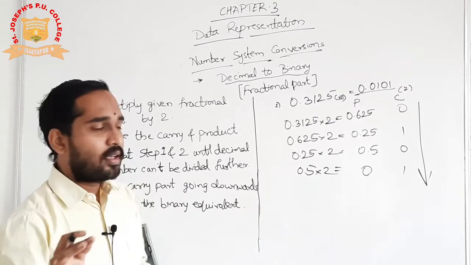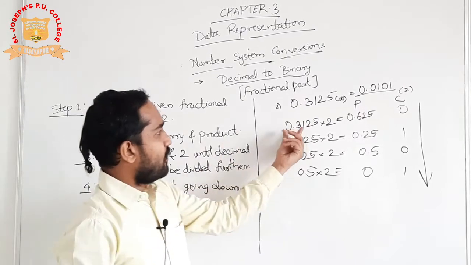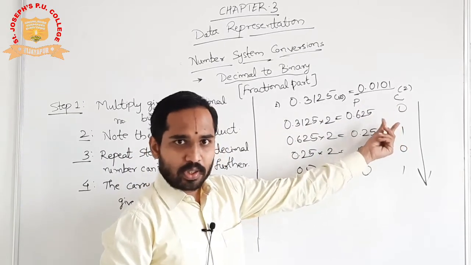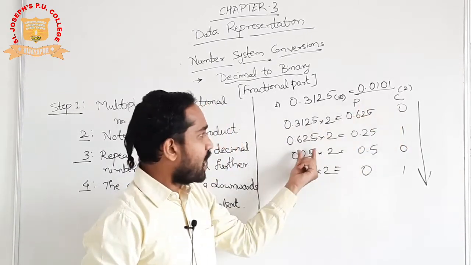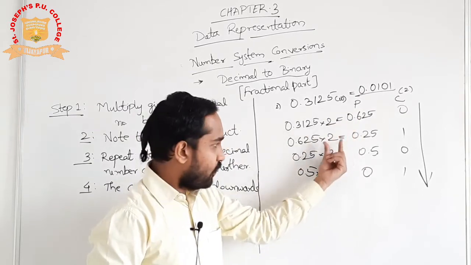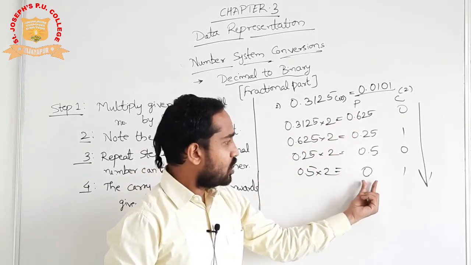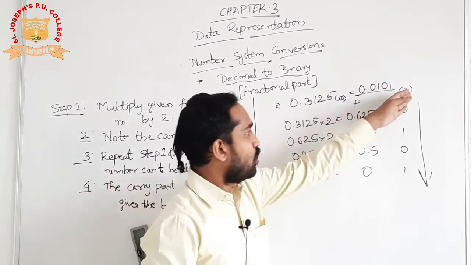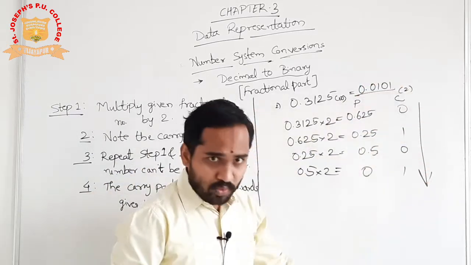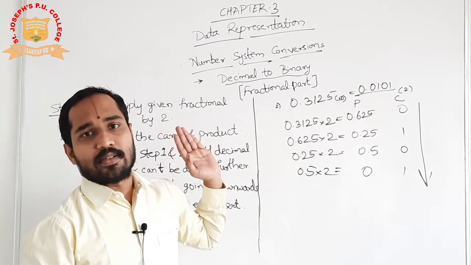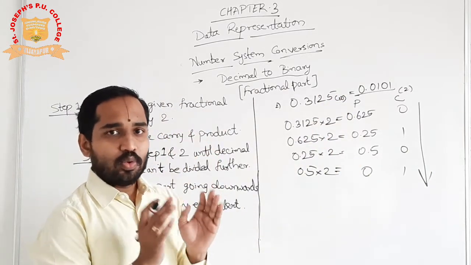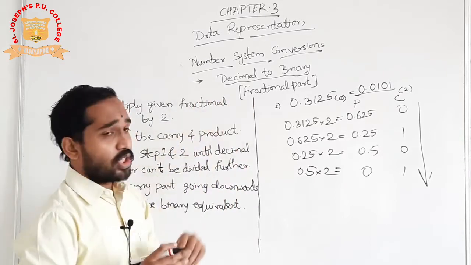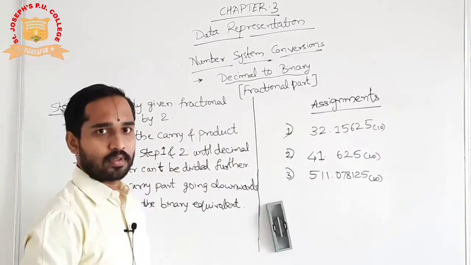Did you understand this? So, you have to multiply it by 2, note down the product and carry, okay? Again take the decimal part and multiply by 2 and go on till you reach a number which cannot be multiplied further, and note down all the carries downwards to get the results. So this is the way to do the fractional part conversion of decimal to binary.